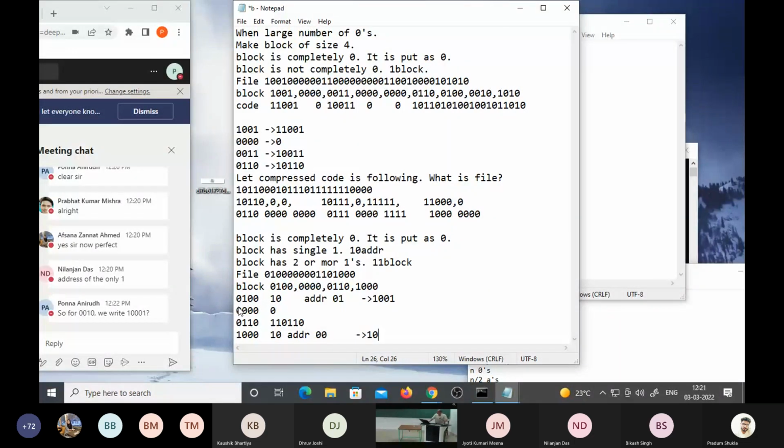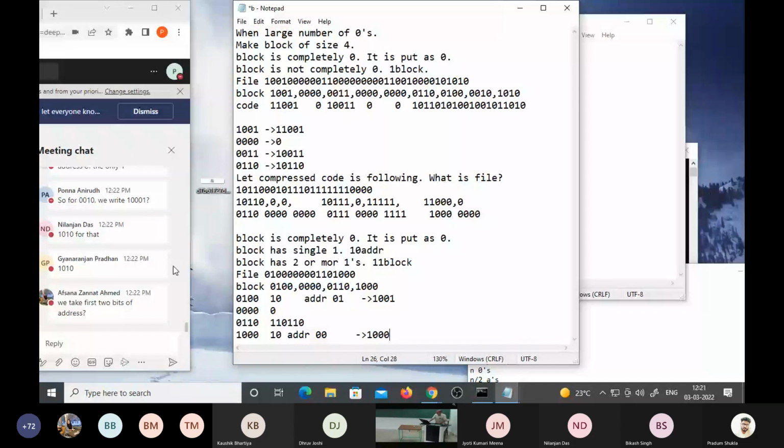Is it correct? No, Anirudh. For this we shall write 10. Why are you writing 001? Wrong, Anirudh. It should be 1010. Yes, Niranjan is correct, because you see, block size is 4, so the address will be in 2 bits only. I will repeat it once more.